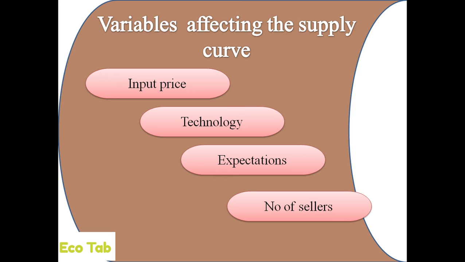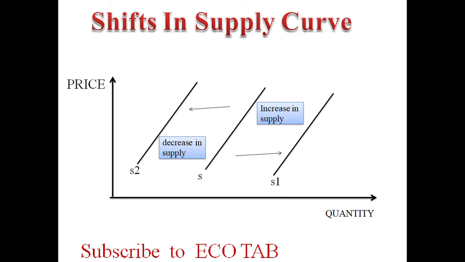Number of sellers: the more the number of sellers, the more is the aggregate supply of good in the market. Thus, shift towards the right.